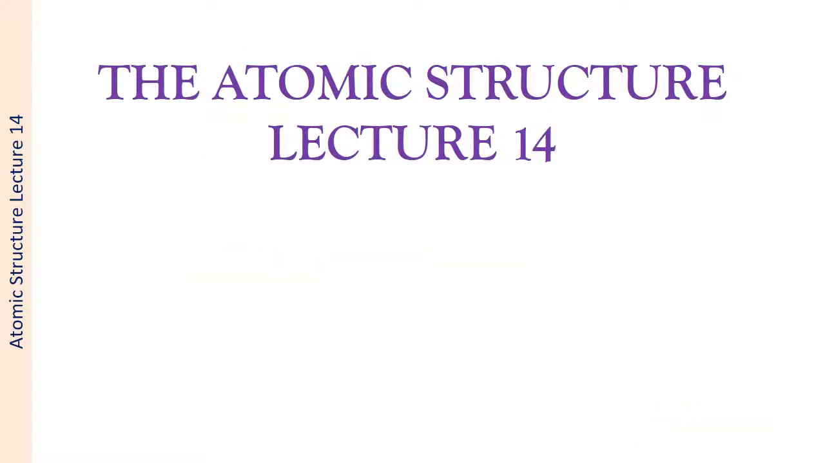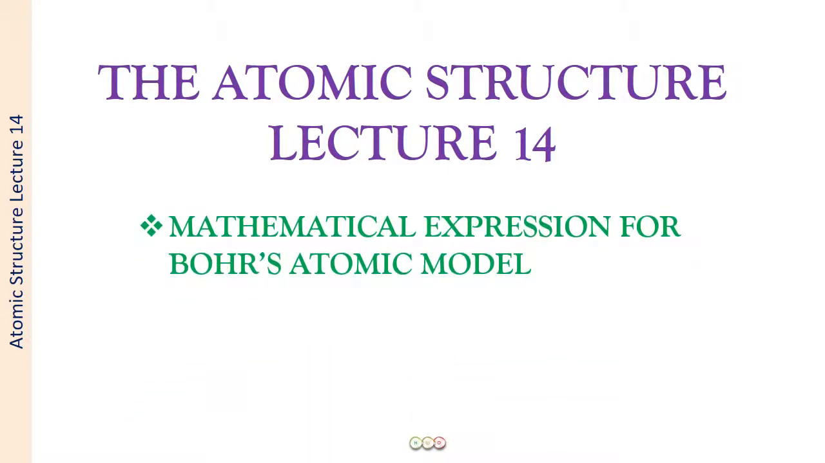Today we will begin with lecture 14 from the course, but make sure you have watched the previous ones before viewing this one. In the last lecture, we discussed the radius of the Bohr's orbit and the velocity of the electron moving in the orbit. So we will be continuing our lecture, mathematical expression for Bohr's atomic model, and today we will be learning how Bohr calculated the energy of the electron moving in the orbit.